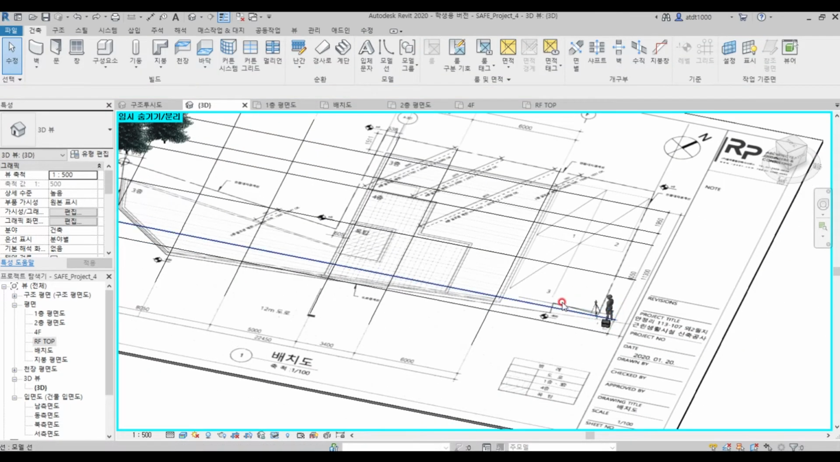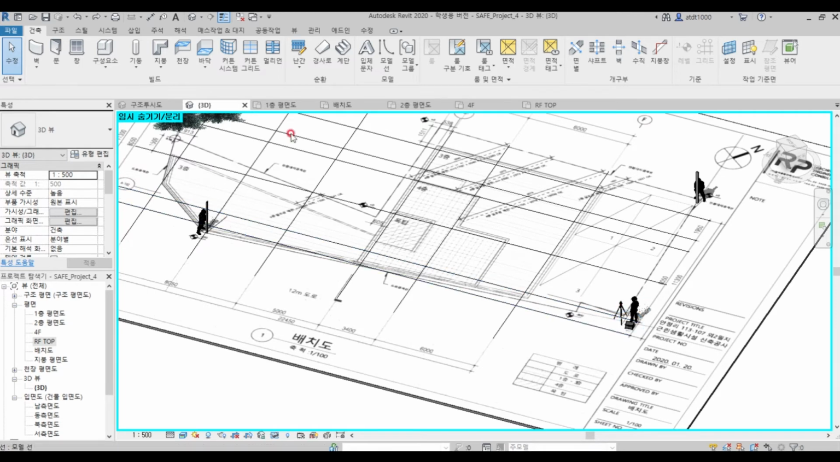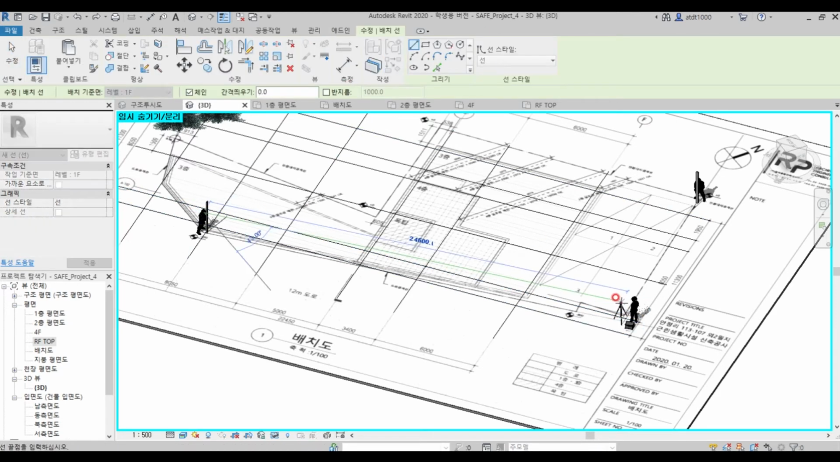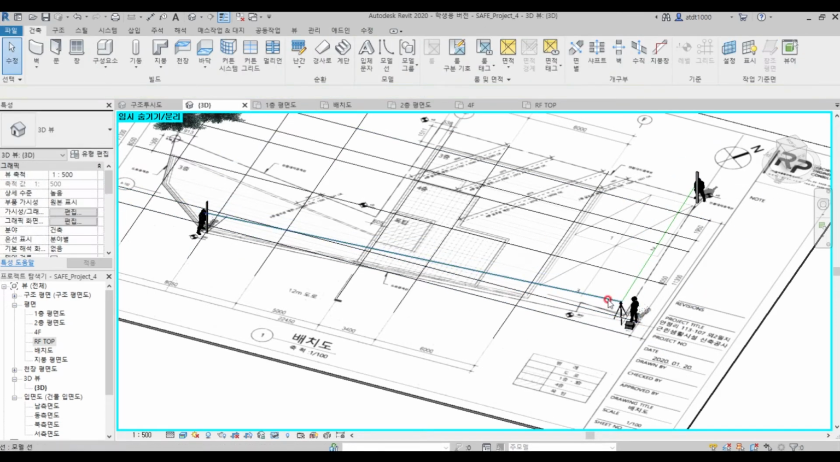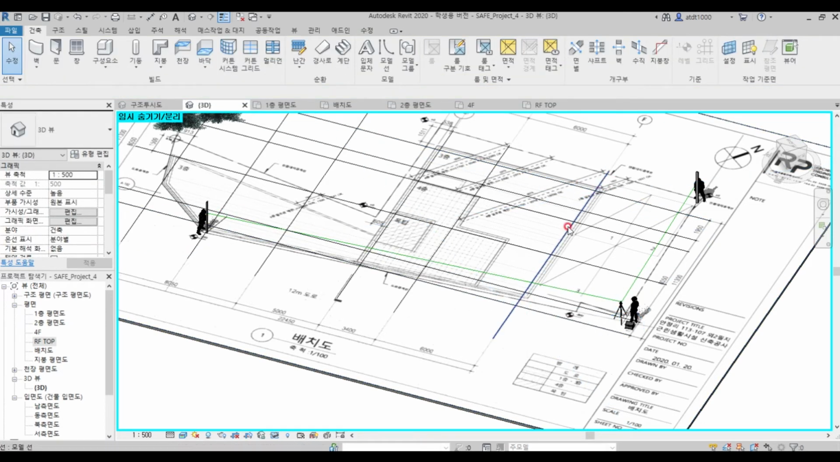Next, measure the distance between 2 points on the boundary of the site. Measure all the distances from a certain point to the corners close to the point, so that all of the distances from the corner are available.